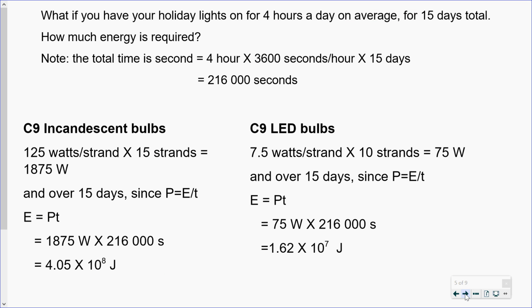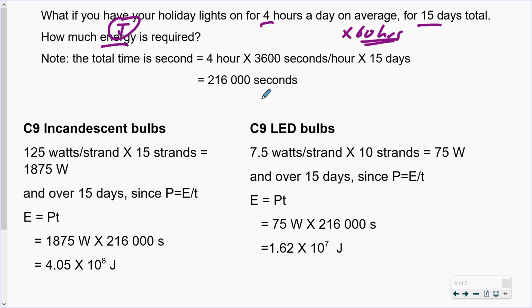Okay, so let's go ahead and do a few calculations. Let's say that you want to be operating these holiday lights, and this is a fairly conservative number, 4 hours a day, for 15 days in total. Some simple math tells us that that is 60 hours in total that we're going to be running those lights. So how much energy does this actually require? Again, energy, the units that we use are going to be joules.